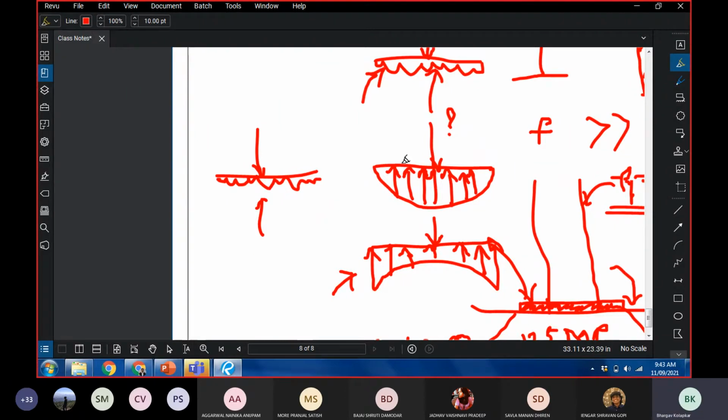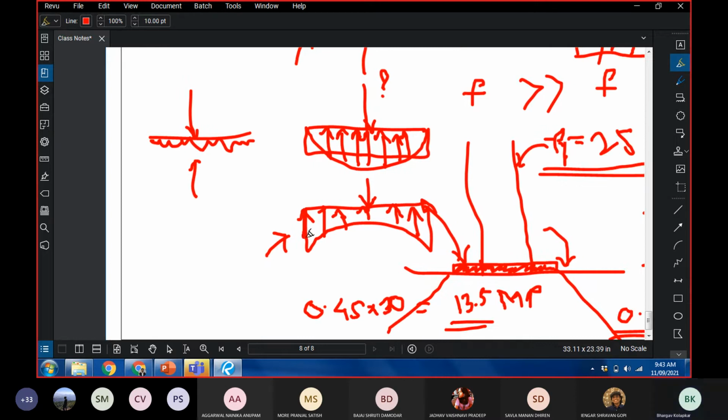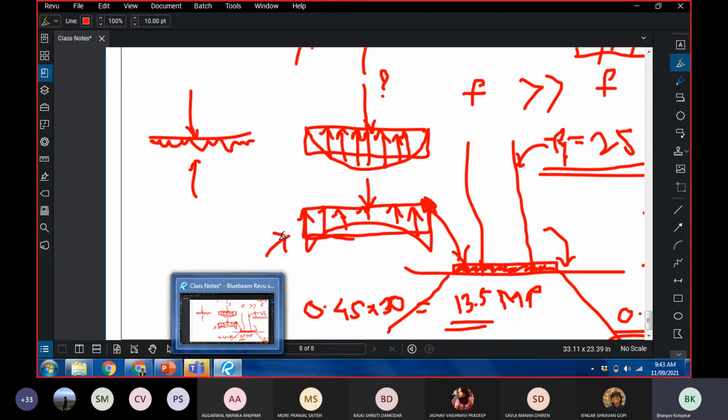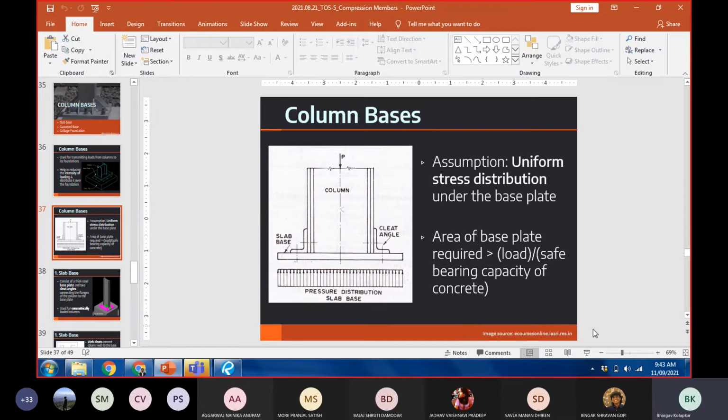So, if you're expecting something like this, you'll just average it out and say that the soil provides an equal amount of resistance along its entire extent. If it is something like this, you will average it out to something like this and say that the soil provides a uniform amount of resistance, or uniform stress, below the footing. So that is a fundamental assumption based on which all the footings are designed, whether in steel structures or in concrete structures.